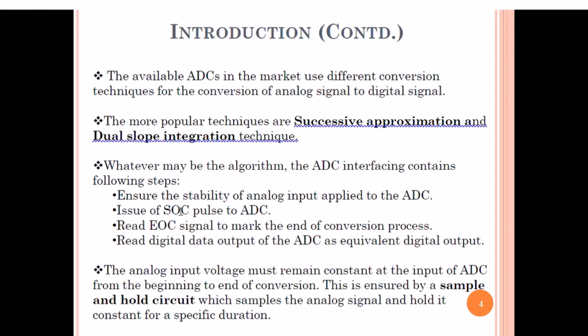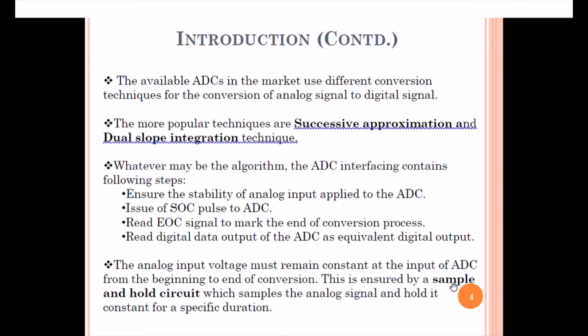When we are writing the program, we need to keep in mind these steps. First is to ensure the stability of the analog signal input applied to ADC. ADC converts analog to digital, so whatever analog signal is given, the analog input should be stable. The analog input voltage must remain constant at the input of ADC from the beginning to the end of conversion, till we receive the EOC signal.